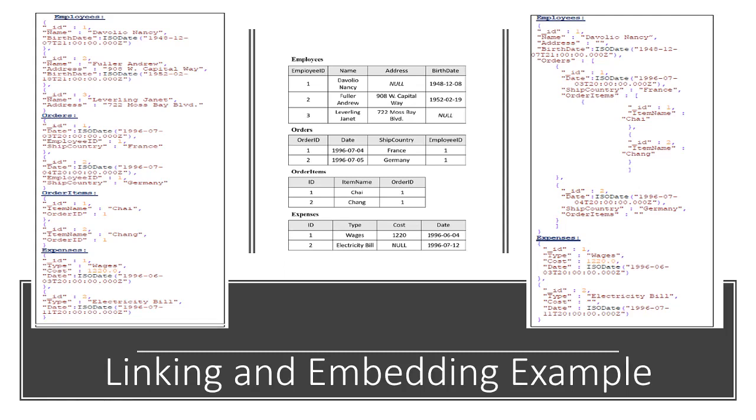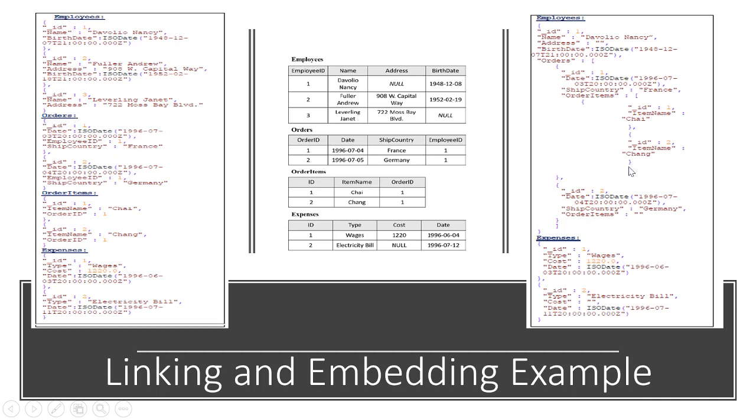As I said, there are two modes in the existing algorithm: one is linking and the other is embedding. So now I'll talk about an example of linking and embedding. This is the example for linking. The table orders has the foreign key employee ID. So while creating the collection in MongoDB, the collection orders will be linked to the employee collection based on the employee ID.